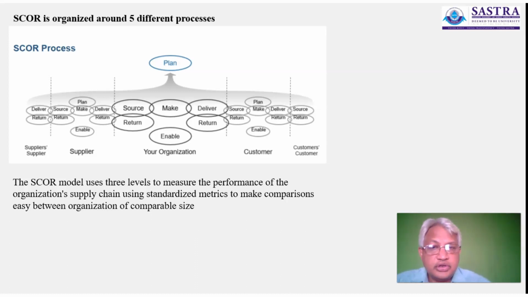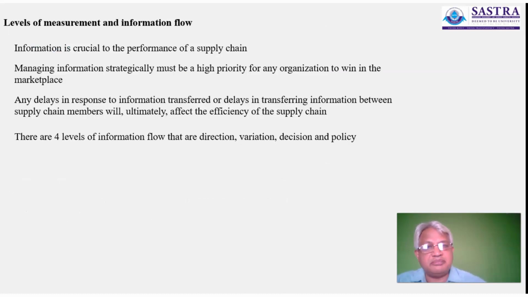So here we see that the SCOR model uses different levels to measure the performance of the organization's supply chain using standardized metrics, and standardized because comparison becomes easy. Till now we have been seeing different classes of performance measurement and how companies should look into analyzing their logistics performance measurement.